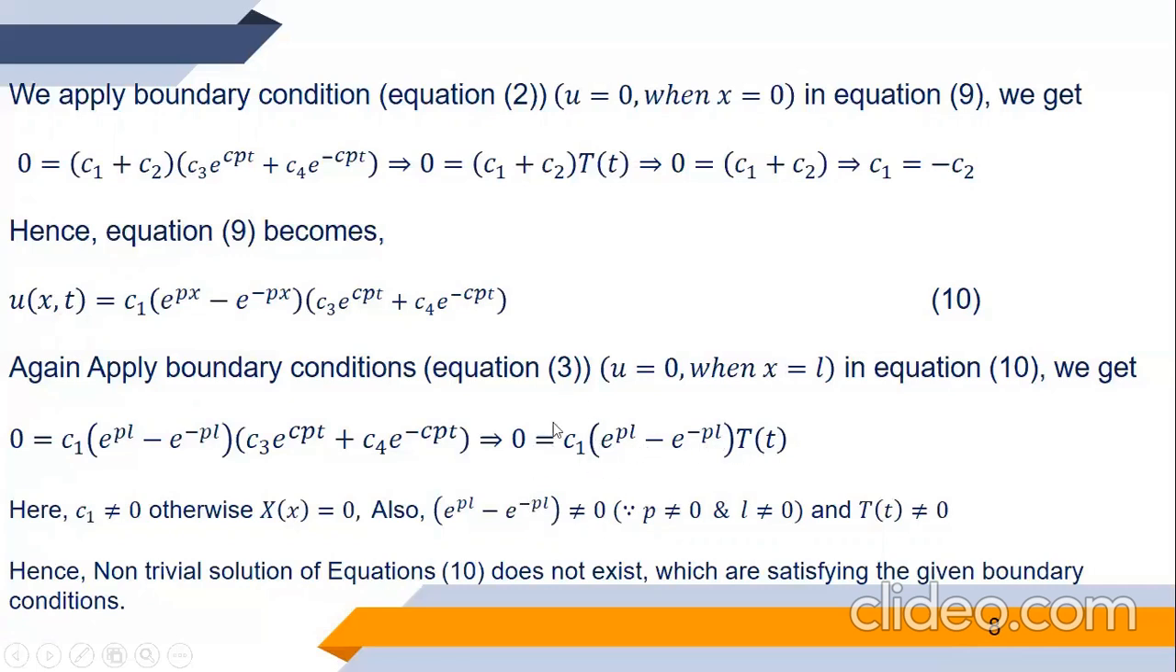And we can't consider c1 equal to 0, because if we consider c1 is 0, then c2 is 0. And if c1 and c2 both are 0, then X of x is also 0. So we conclude that the non-trivial solution of equation 1 which satisfies the given boundary condition does not exist. Here, not equation 10, equation 1. So for the case k greater than 0, the non-trivial solution does not exist which satisfies the boundary condition.